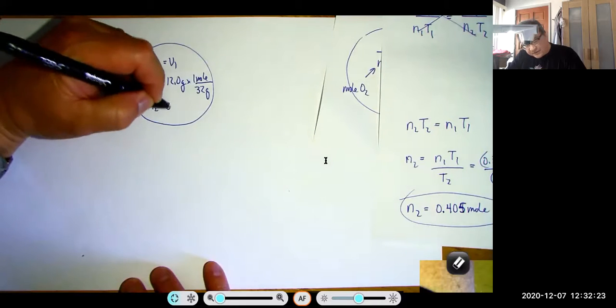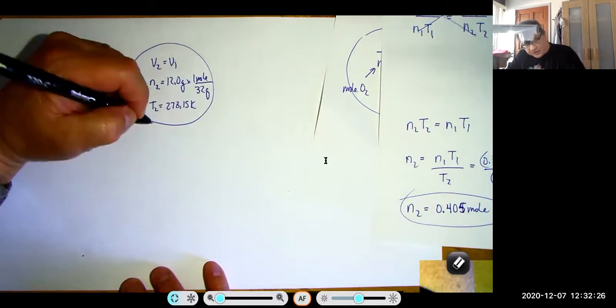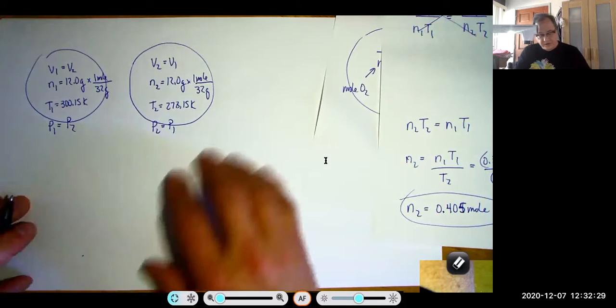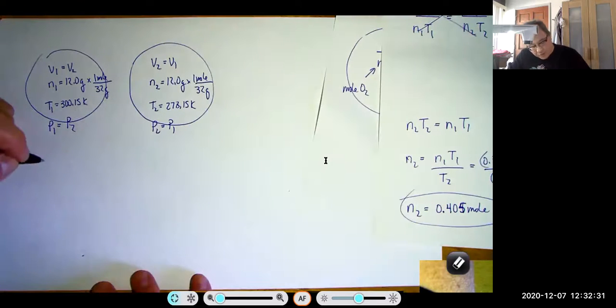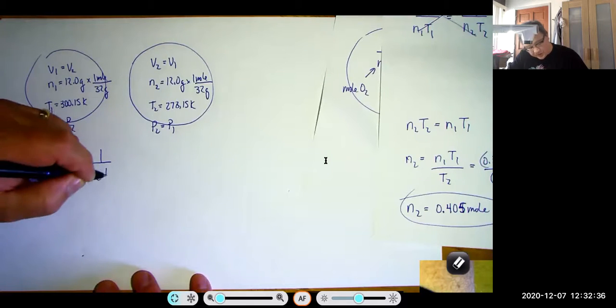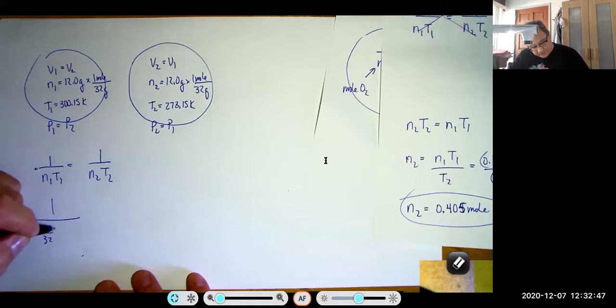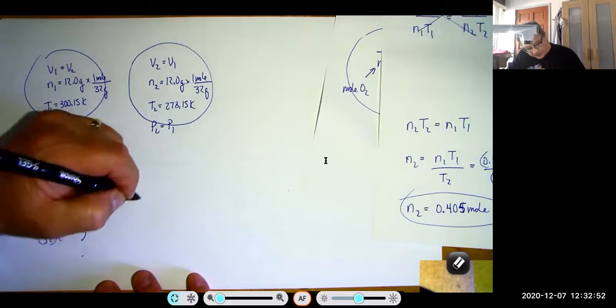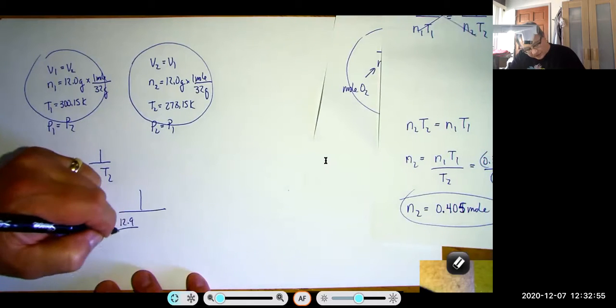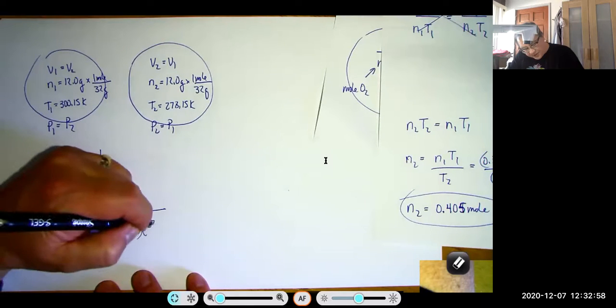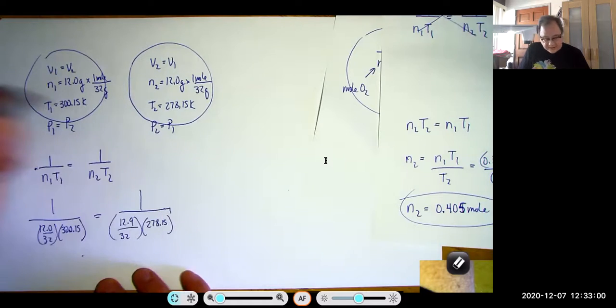T2 is 278.15 K, and P2 is equal to P1. So when we put this all together, we get 1 over N1 T1 is equal to 1 over N2 T2. All we have to do is plug these numbers in and see what we get. I'm going to plug in 1 over 12 over 32 times 300.15. And here I'm going to do 12.9 over 32 times 278.15 and see if we get this side equaling that side.